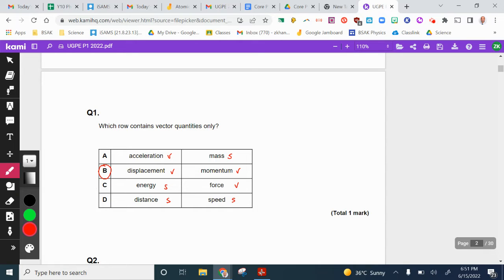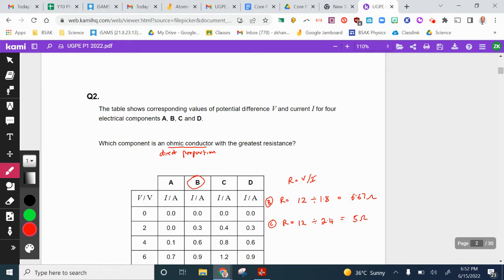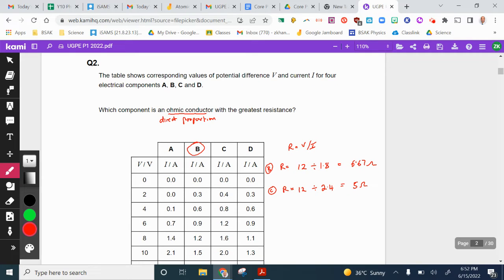Let's just double check. C, energy is a scalar, distance also a scalar, speed is scalar. So we're looking only for vectors, and therefore the answer is B only. Question 2. It says, which component is an ohmic conductor with the greatest resistance?